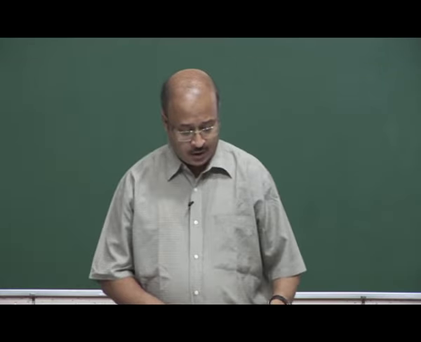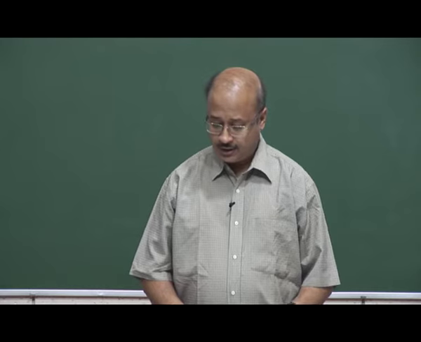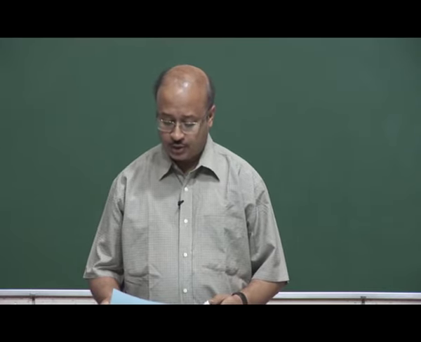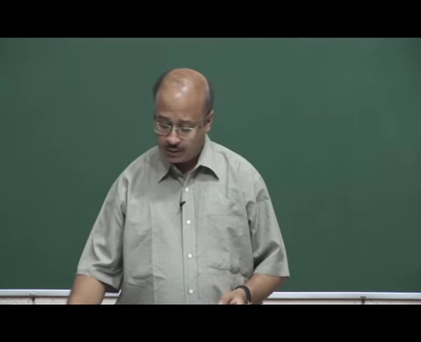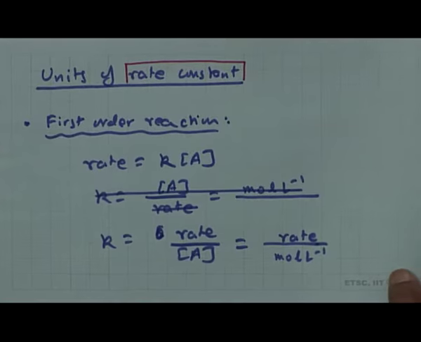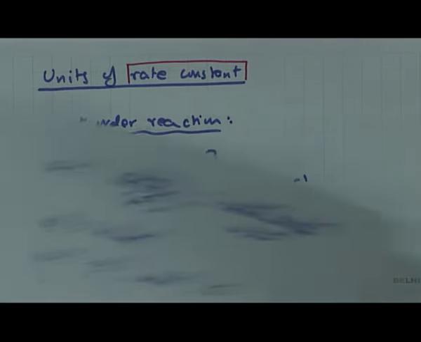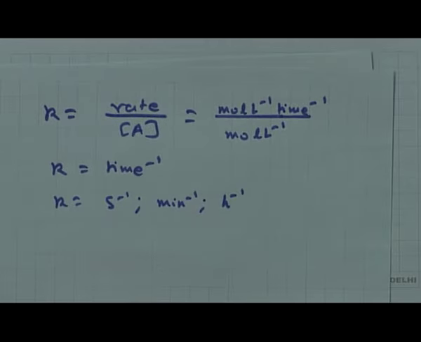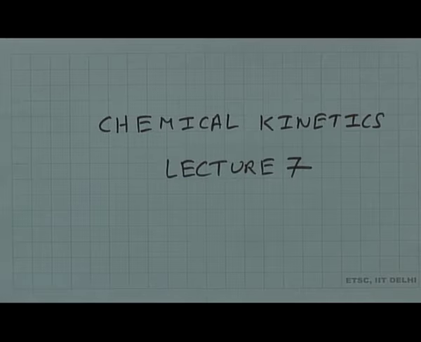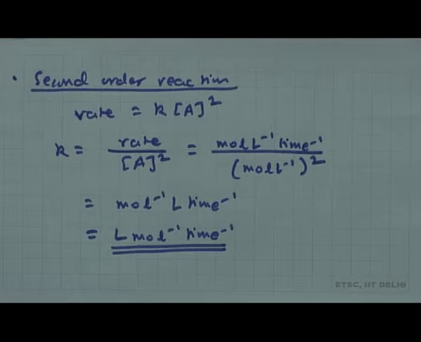Today's class, just where we left off yesterday. Remember, this is lecture number 7, and in the last part of lecture number 6 we were talking about the units of the rate constant. For a first order reaction, we found that the unit of the rate constant would be the inverse of time, either inverse second, minutes, or hours. For a second order reaction, it would be liter, mole inverse, time inverse, making sure that whichever has the positive exponent is written first.